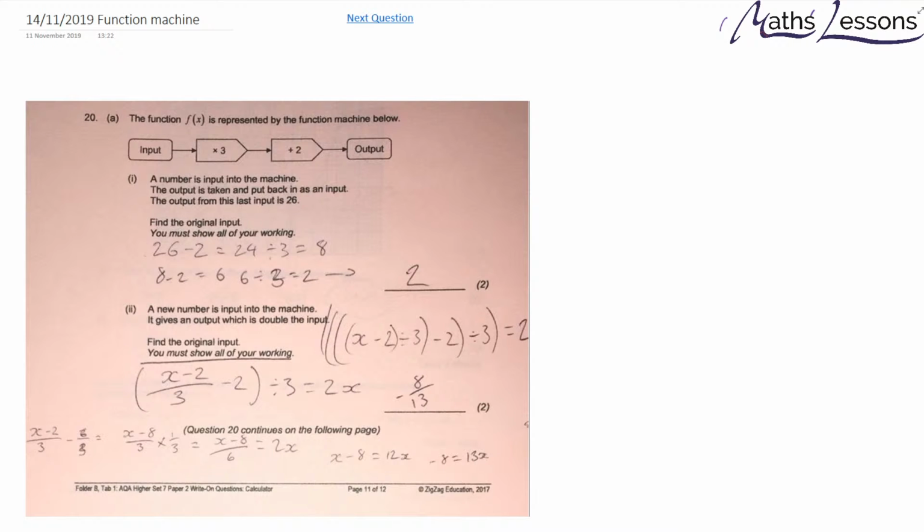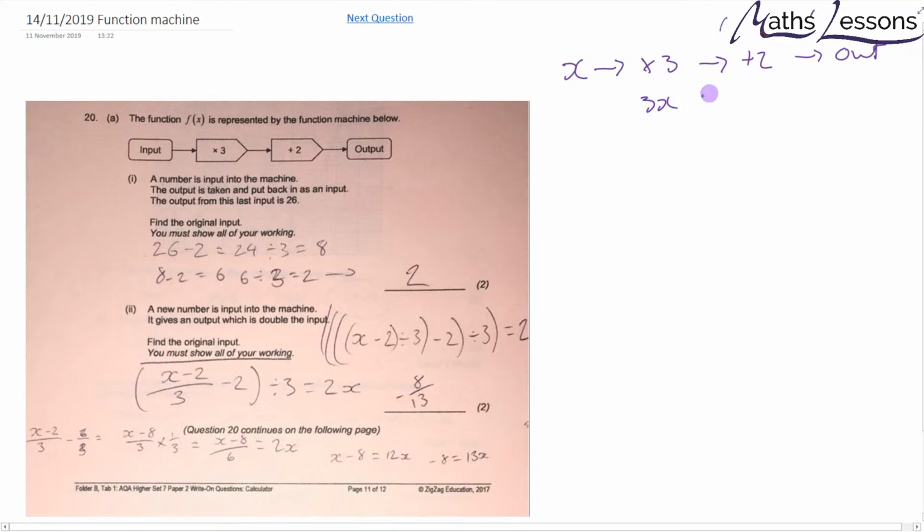Okay, so there you go, 2 minutes. So the function machine, we've got an input times by 3 plus 2 gives us the output. So let's just say our input is x. And we're going to times that by 3, then we're going to add 2, and then we get our output. So times x by 3, we get 3x, add 2, and this gives us our output.